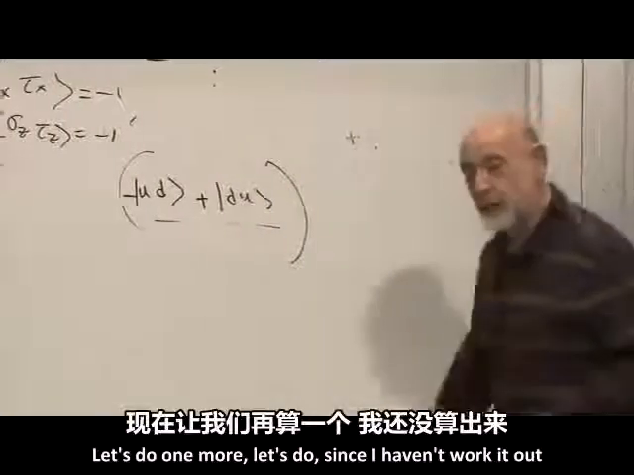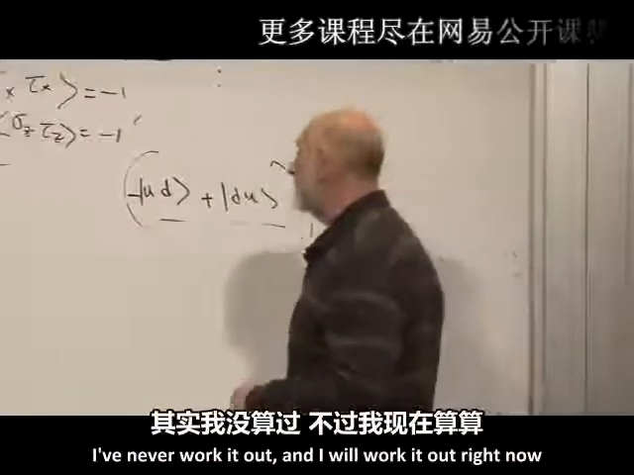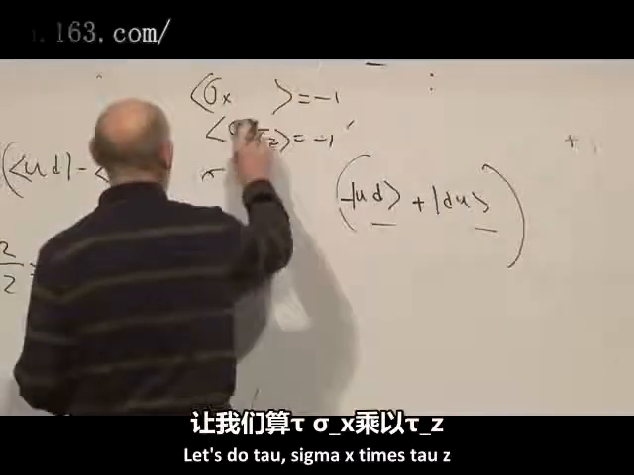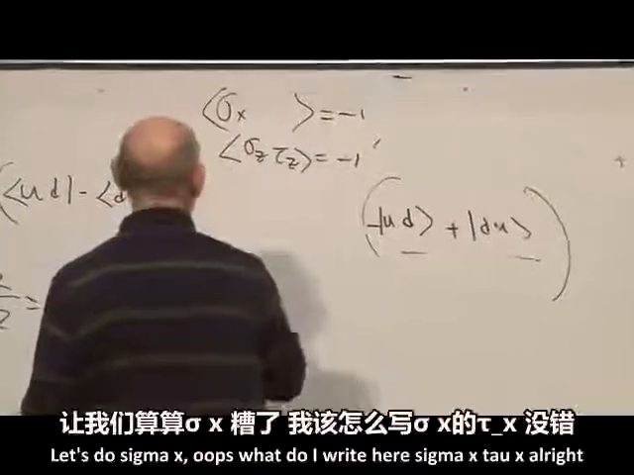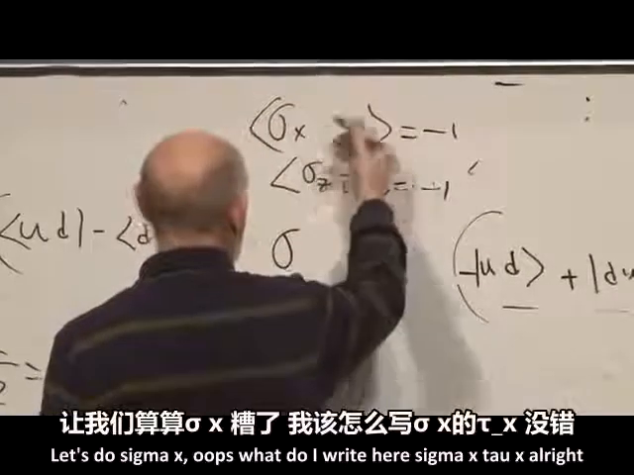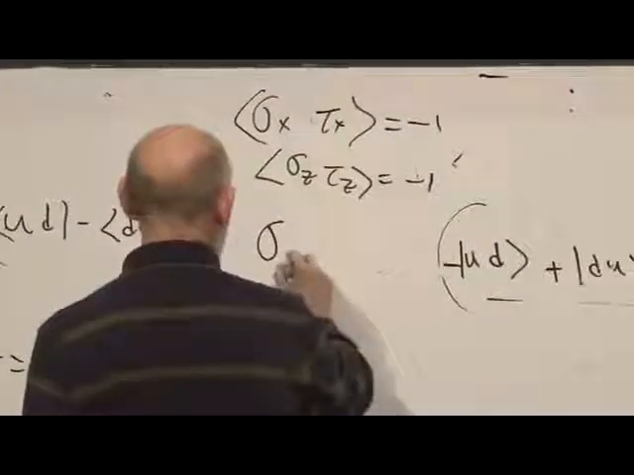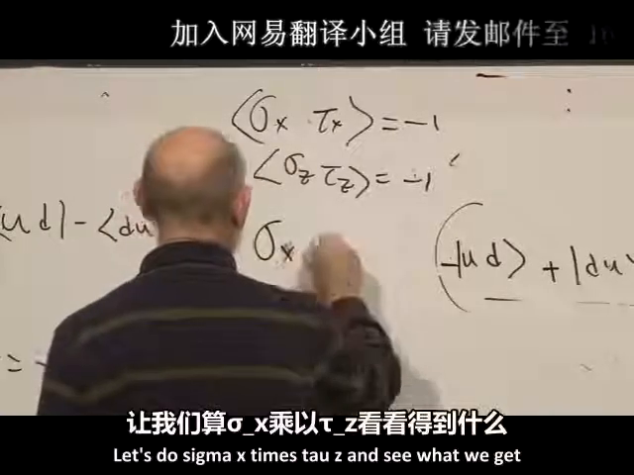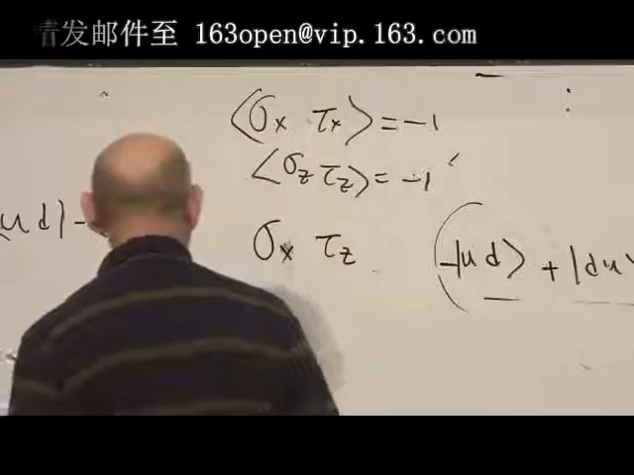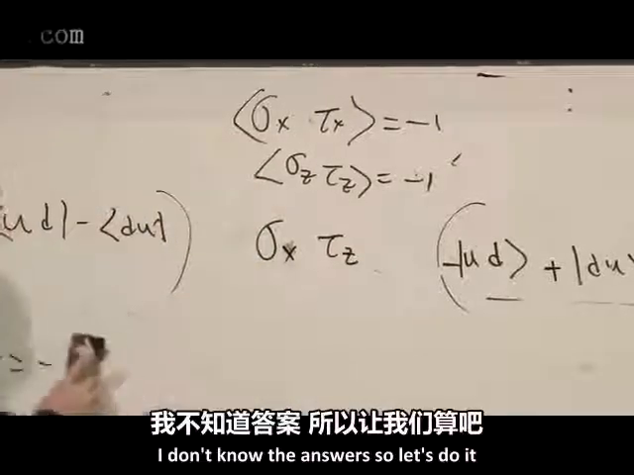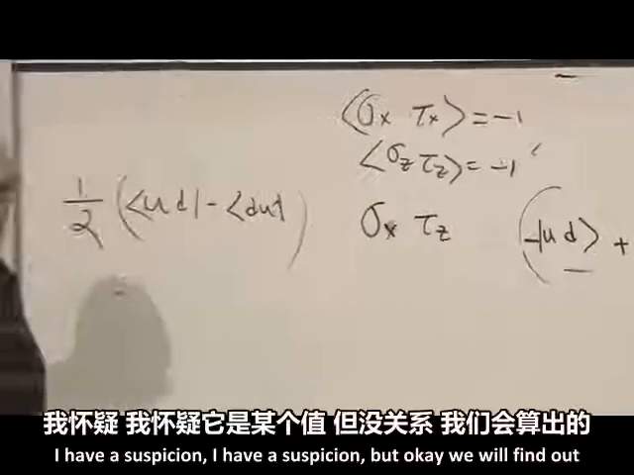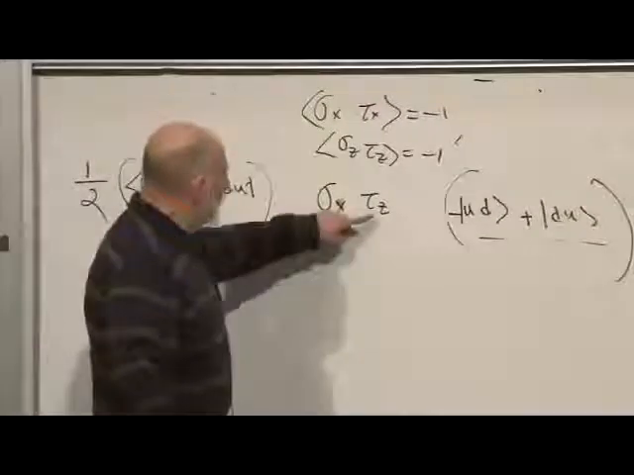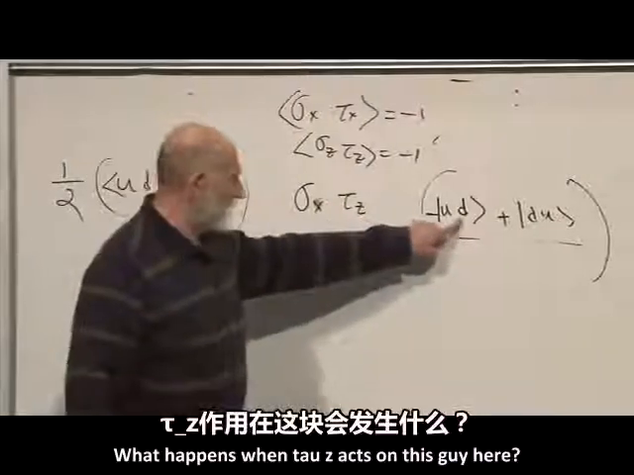All right, let's do one more. Since I haven't worked it out, and I never worked it out, I'm going to work it out right now. Let's do sigma x times tau z and see what we get. I don't know the answer, so let's do it. I have a suspicion. Okay, we'll find out. What happens when tau z acts on this guy here?